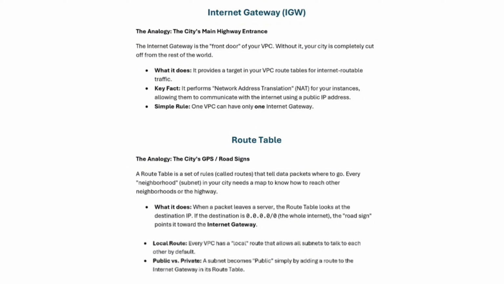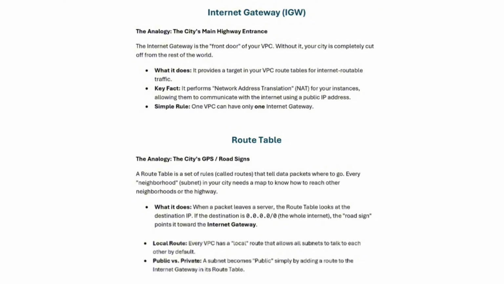Internet gateway. The internet gateway is like the front door of your VPC. Without it, your city, or your VPC, is completely cut off from the rest of the world. It provides a target in your VPC route tables for internet routable traffic. It performs NAT for instances, allowing them to communicate with the internet using a public IP address. One VPC can have only one internet gateway.